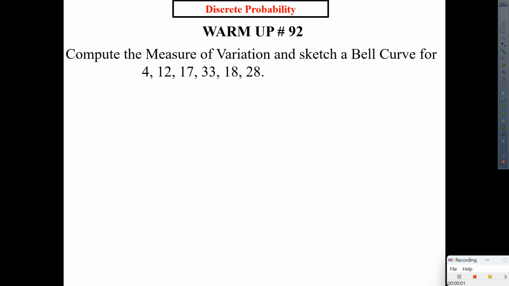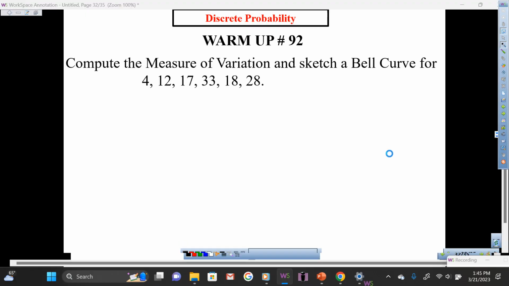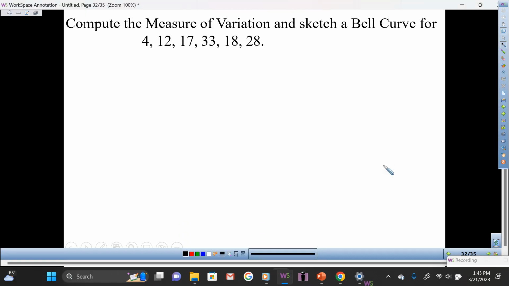That shouldn't take you long for the measures of variation and your bell curve, yeah? Yes, Mr. Q. All right, good. Oh, my bad. I forgot you guys were seniors. Yes, Mr. Q. All right. So, let's get cracking. Should be just about done. Yes. All right. You should be done by now. Yes, Mr. Q. All right.